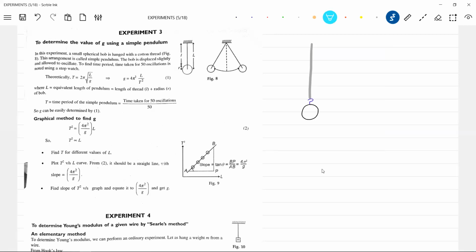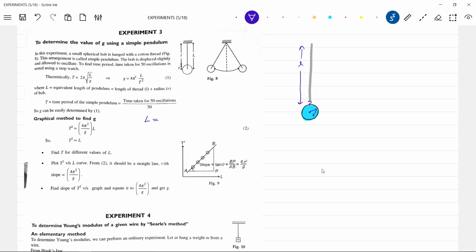This will usually be the bob, which will be very small. Usually I'll tie this one. This is the radius r, and this is the length. To trouble you in the exam, they'll give the radius of the bob. In that case, the length of the pendulum will be L plus r.